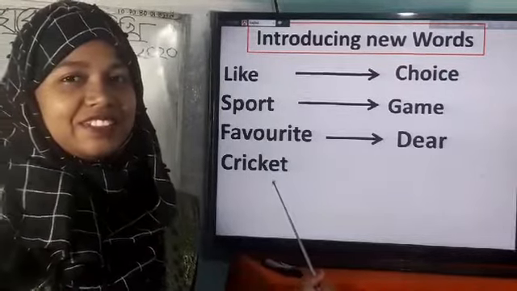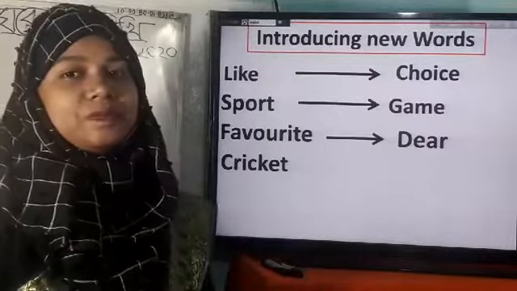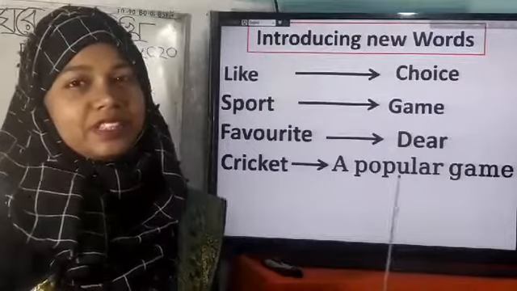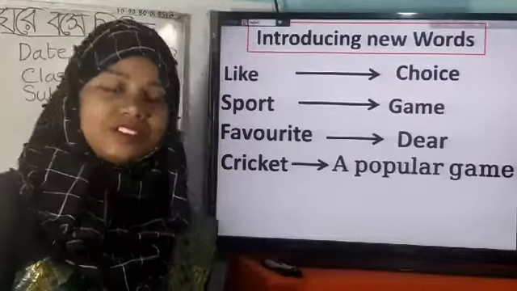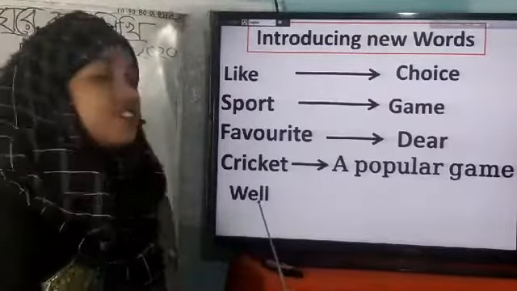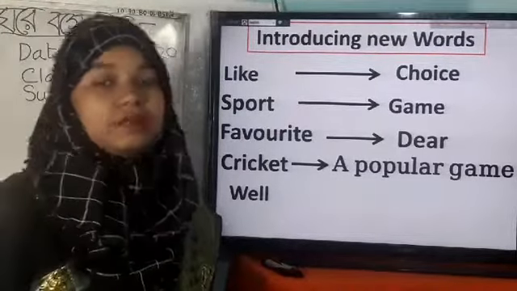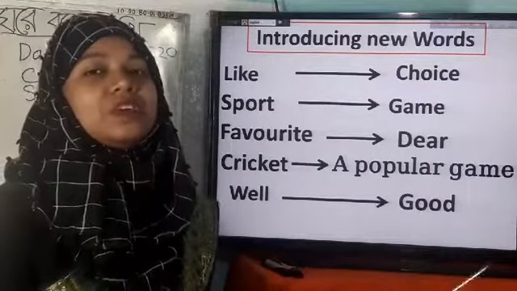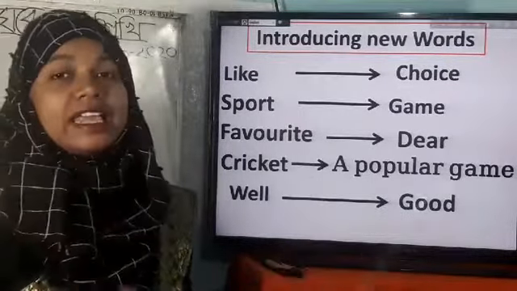Okay, now next word. What's it, dear student? Do you know it? It's cricket. And cricket means it's a popular game. Dear student, cricket, and it's a popular game. Okay, now last word. Dear student, what's it? It's oil. And the English meaning of oil is good. Oil, good. Dear student, I think you can understand these words with their English meanings.